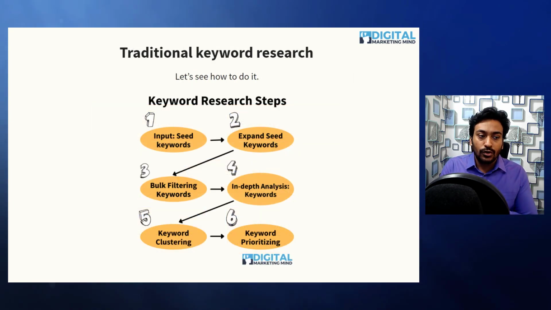First, we're going to focus on traditional keyword research. As we know, it starts from a seed keyword: you learn about the industry, build out a keyword list and move on. It consists of 6 different processes, including inputting your seed keyword, creating a seed keyword list, expanding your seed keywords, bulk filtering, in-depth analysis, keyword clustering and keyword prioritizing.